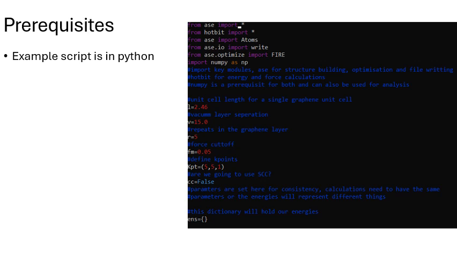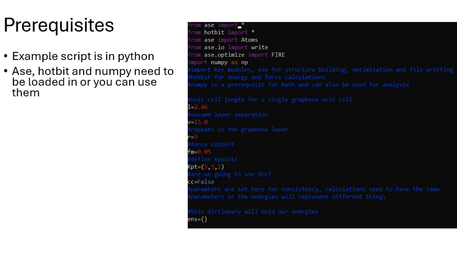So let's get through the prerequisites. Everything will be built in Python. This is a Python script. ASE, Hotbit, and NumPy need to be loaded in so that you can actually use them as a part of these calculations.